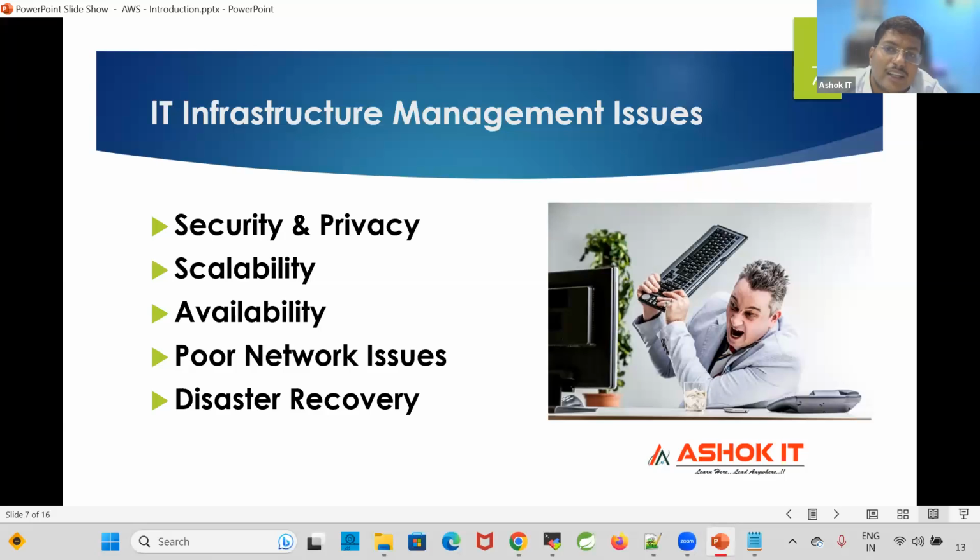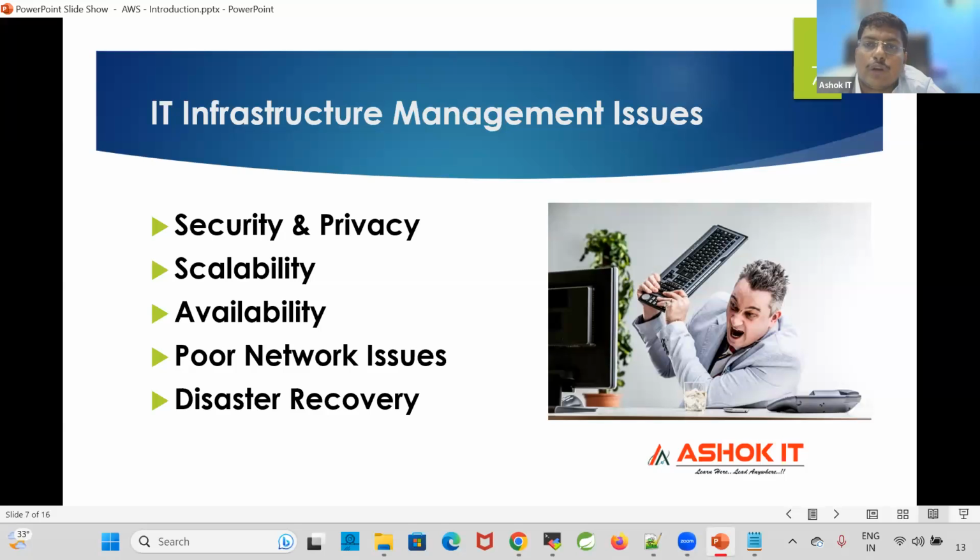Availability. You cannot say that today there is heavy rain in Hyderabad, so there is no power. Our company will not work today. You cannot say that. You cannot say today there is a power cut in our area, so our application will not work. You cannot say that to the customer. So 24/7, we need to have availability for the application. We need to have scalability. We should have security. We should have privacy. And we need to manage network issues. You cannot say that today the internet is slow, our projects will not work.